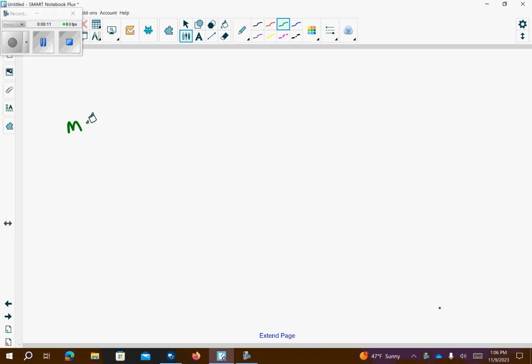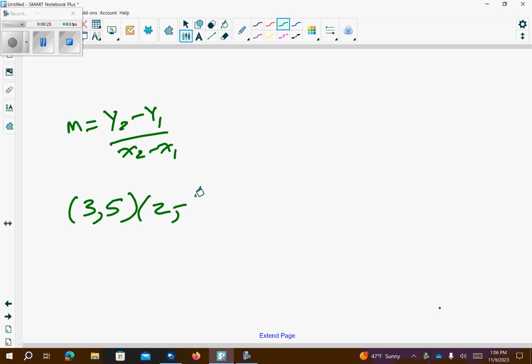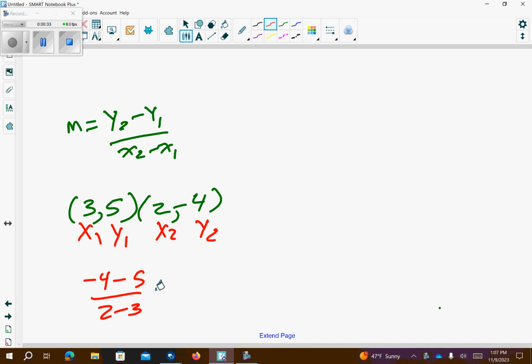The first thing is we're going to talk about the slope equation, which is just this. And how this works is if I have a point given, you just label it x1, y1, x2, y2, and just plug into the equation. So you get -4 minus 5 over 2 minus 3, which gives me a slope of -9 over -1, which means my slope would be 9 over 1.